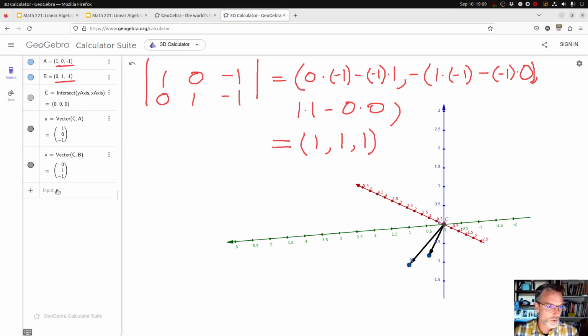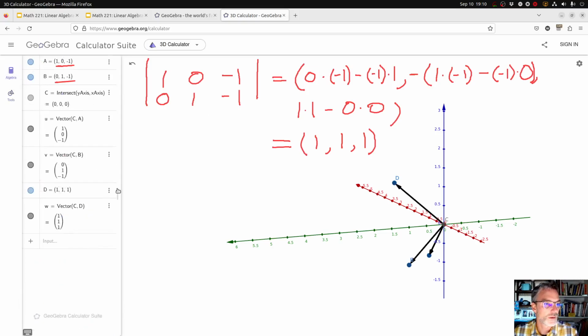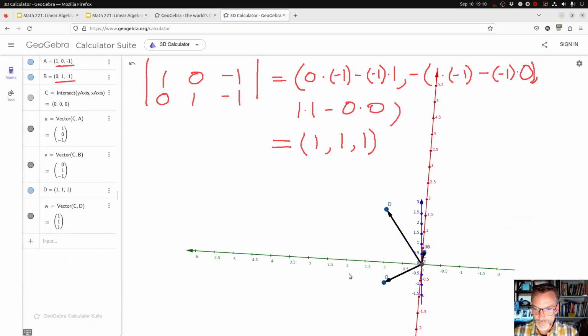Let's put that vector in here. It's just 1, 1, 1. There, it's that point D. Again, I'll turn it into a vector, joining the origin to D. Now, let's just look around.